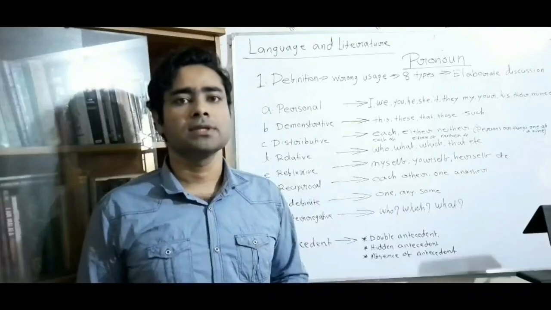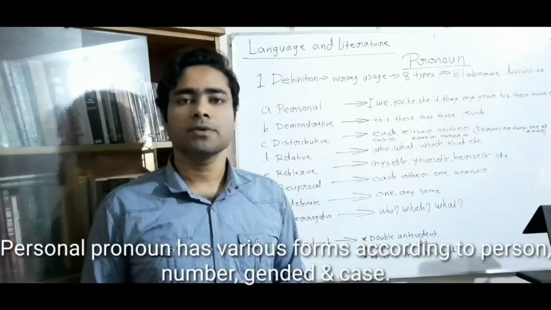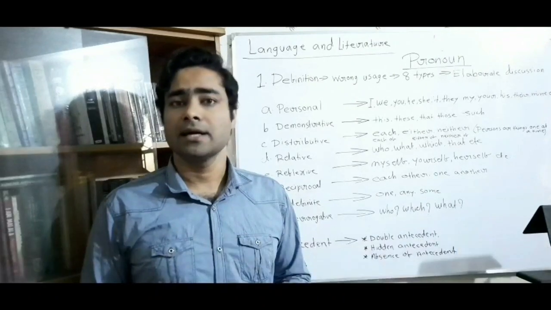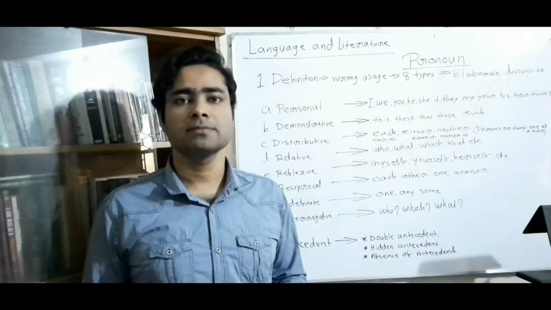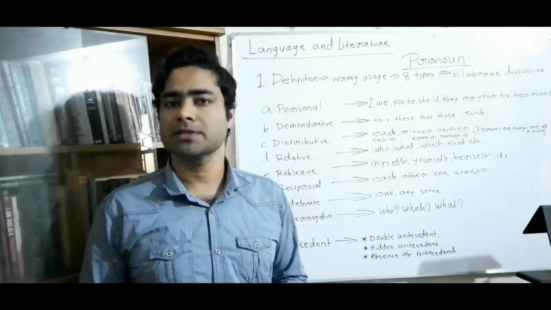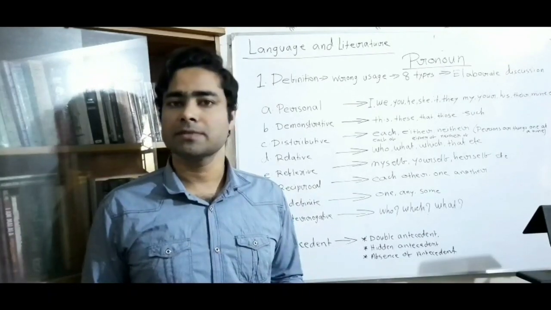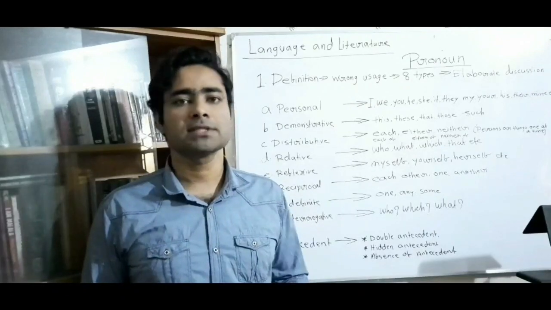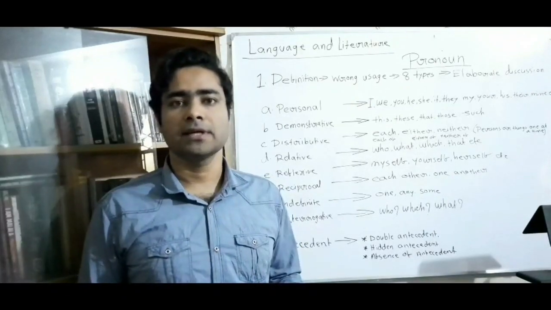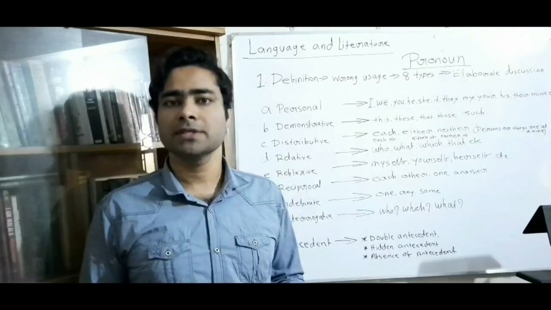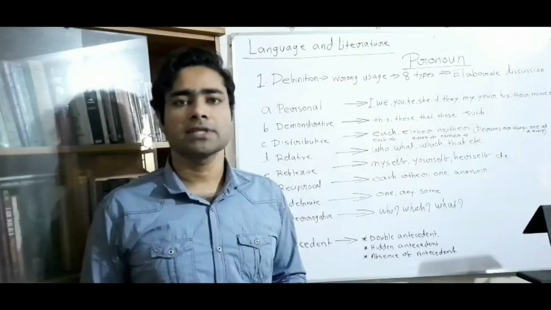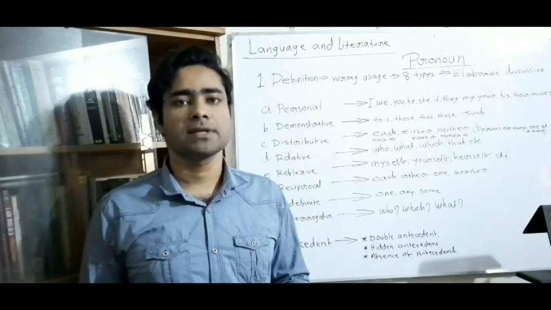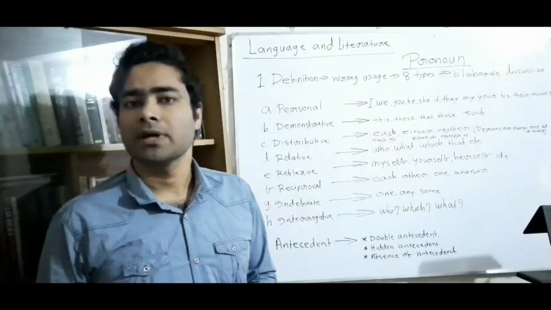So let's start with the personal pronoun. Personal pronoun has various forms according to person, number, gender, and case. On the basis of person, personal pronoun is of 3 types: first person, second person, third person. We have first person singular, first person plural, I and we respectively. We have second person singular, second person plural. You in this regard serves both the purposes. We have third person singular, for example, he, she, it. These are all third person singular, and they is third person plural.